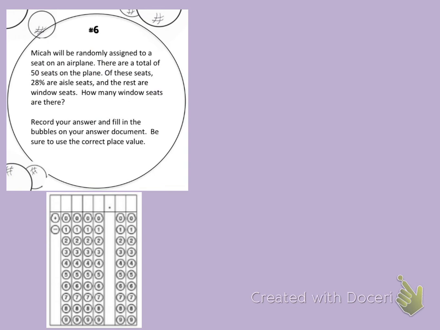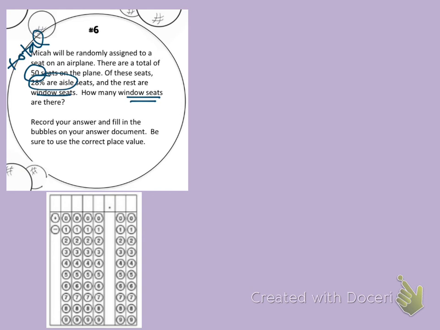And last one for this video. Micah will be randomly assigned to a seat on an airplane. There are a total of 50 seats on the plane. Of these seats, 28% are aisle seats and the rest are window. How many window seats are there? So they already told us our total, right? There's 50 total seats on the plane.